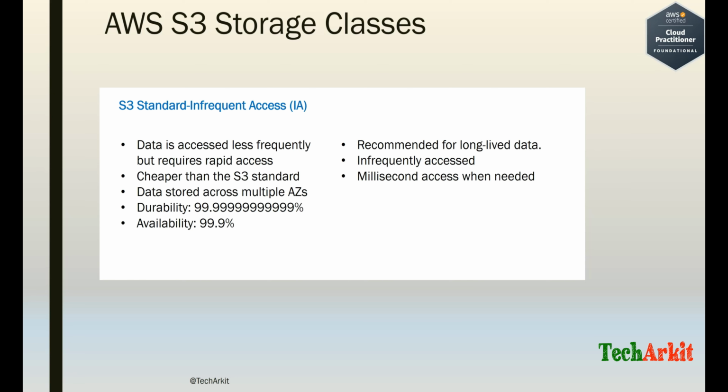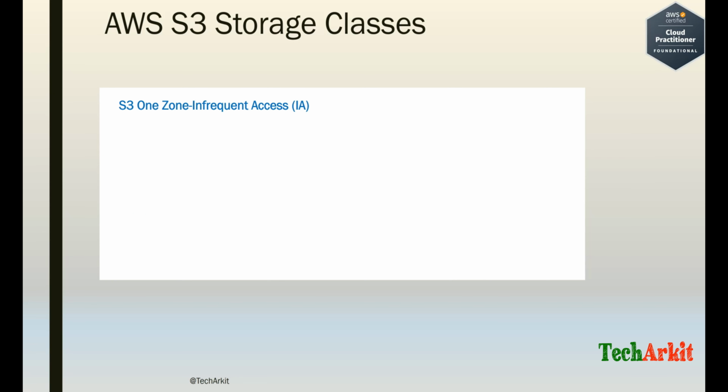And whenever you access the data, you get millisecond access when you need it, so it's much faster to retrieve the data. Another storage class is called One Zone Infrequent Access. You can simply say it is like infrequent access, but the data is stored in one zone, not multiple zones. There you can see the cost is 20% lesser than the S3 standard, which is more of a saving purpose.